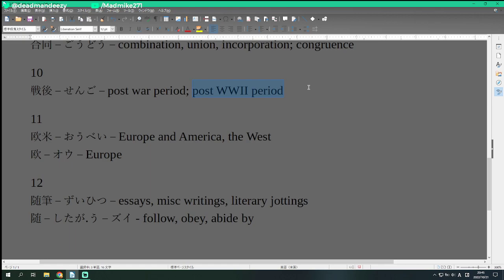It can refer to any war, but more commonly, it's probably used as post-World War II when talking about history. Sengo is the post-World War II period, but literally translated, it just means a post-war period. Sengo. After a war or battle. Sengo is the post-World War II period.